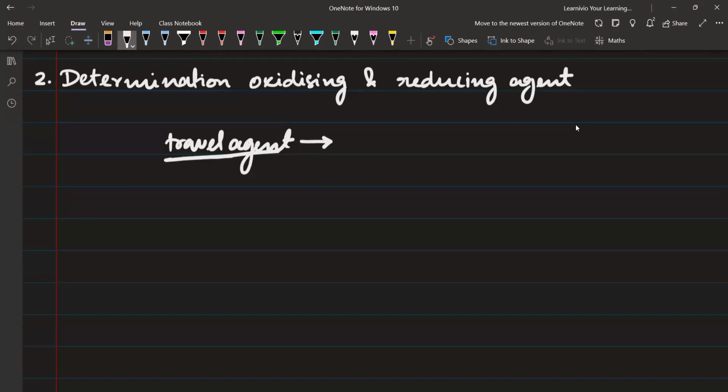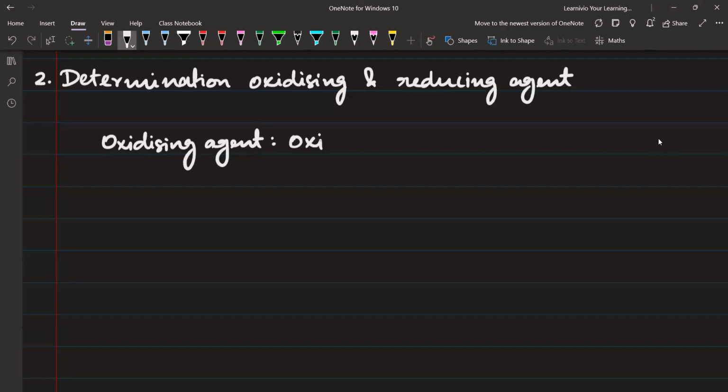Does a travel agent travel, or make others travel? The travel agent will travel, and it will help other people to travel. It will help others to travel, right? So our oxidizing agent, what it will do, it will oxidize others.